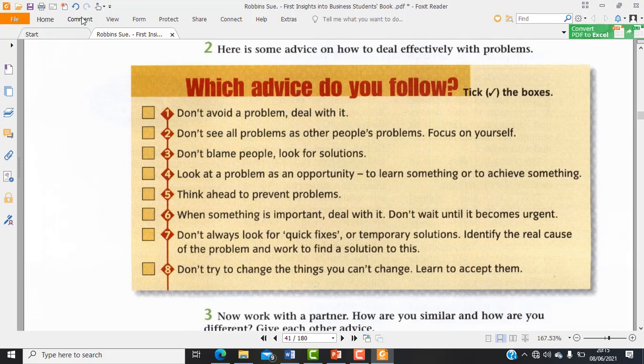Nah itu kan sometimes happens gitu loh, ya. Kadang kita melihat masalah itu sebagai masalah orang lain. Harusnya fokus terhadap diri kita. Benar banget sih. We need to focus on ourselves. Number three, don't blame people, look for solution. Jangan salahin orang, cari aja solusi. Gimana nih kalian mau ngikuti yang mana? Okay?